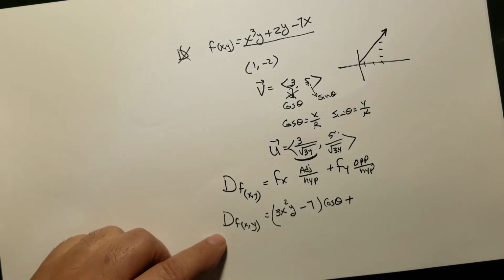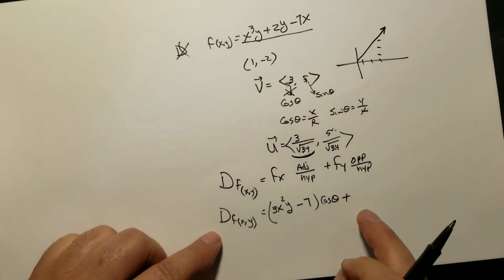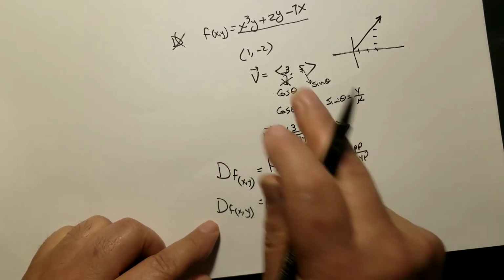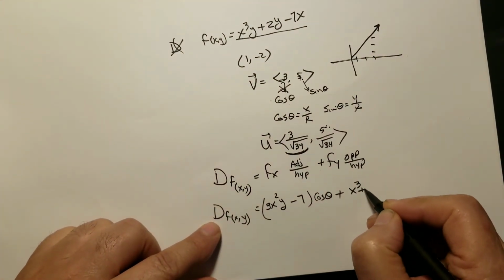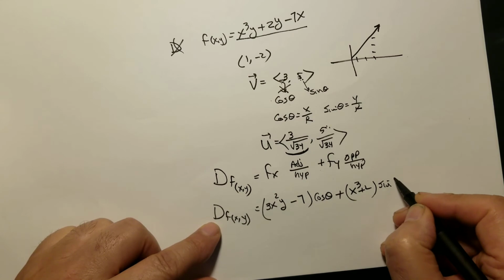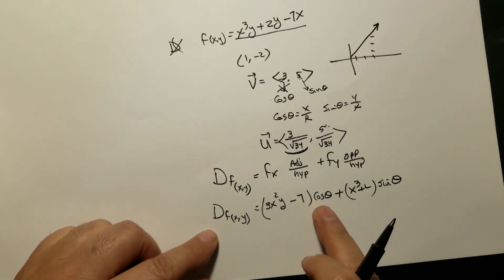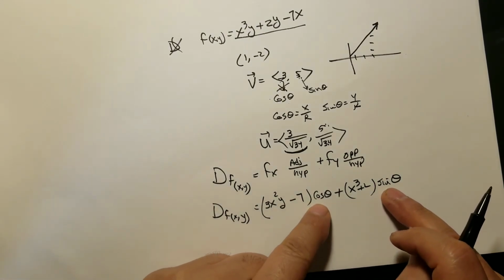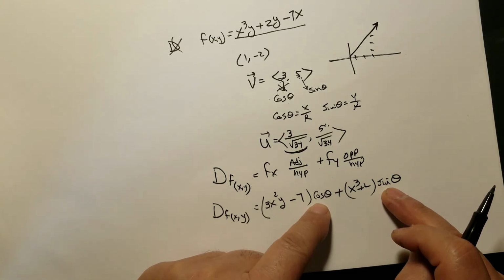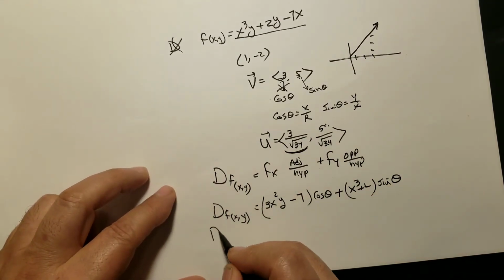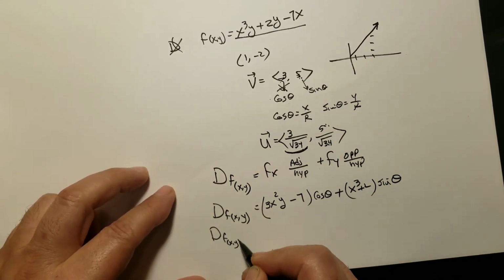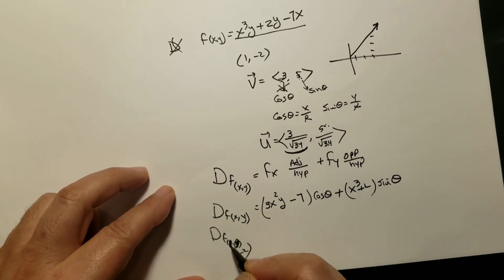Remember, directional derivative is not a vector. Directional derivative is a scalar quantity, it's a number. It has to be positive or negative. Plus partial derivative with respect to y, x cubed plus 2, times sine theta. That's cosine and sine. The value cannot be greater than 1 or less than negative 1. It has to be between negative 1 and 1. Right now, I want to know my directional derivative at the point (1, -2).